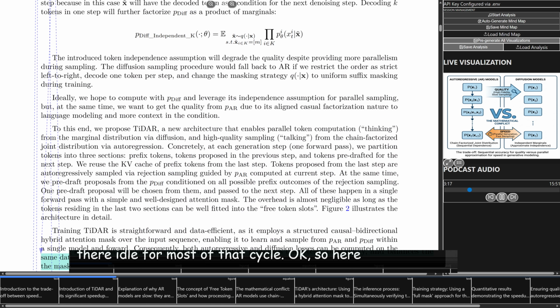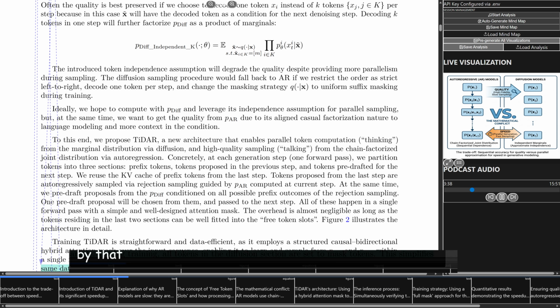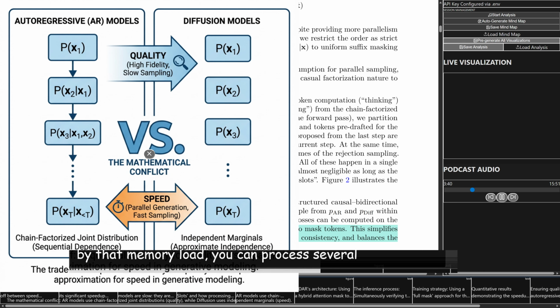Okay, so here's the opportunity. This is the core insight that TiDAR exploits. The researchers call them free token slots. They profiled the hardware and found that the wall clock latency for a forward pass stays pretty much flat, almost identical, even as you increase the number of tokens you process within that single pass. So if the latency is fixed by that memory load, you can process several tokens for the price of one, in terms of time at least, right up until the point where the actual computation finally becomes the new bottleneck.